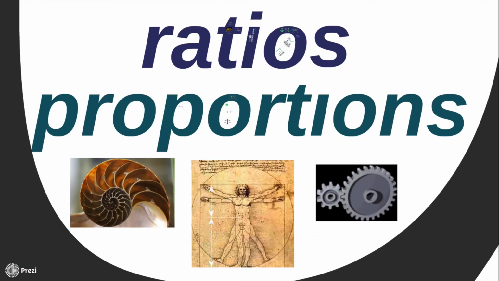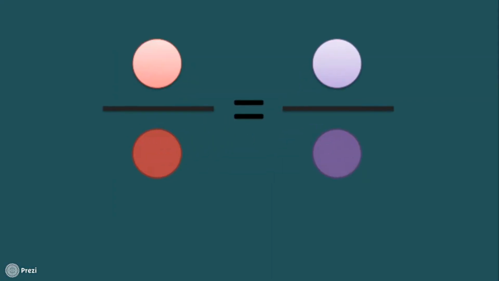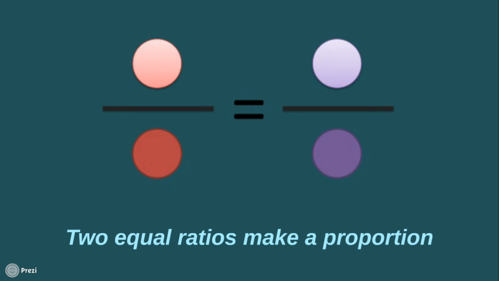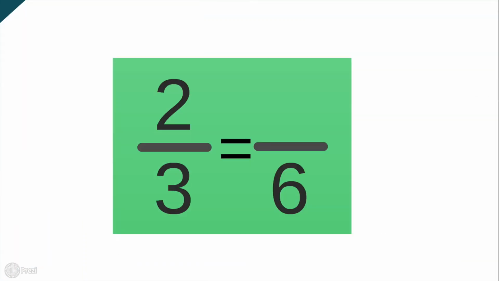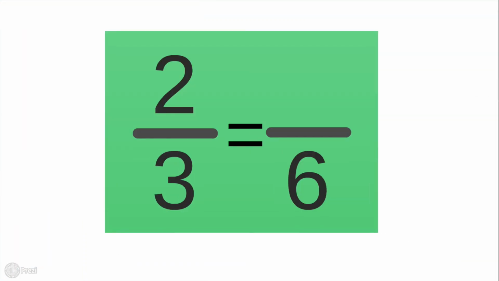and again in science. So I think it's time to take a look at what they are. Here you see two ratios on opposite sides of an equal sign, and that's exactly what a proportion is. Two equal ratios make a proportion. Now let's go back to an equation that we saw in the introductory lesson. 2 over 3 equals x over 6.